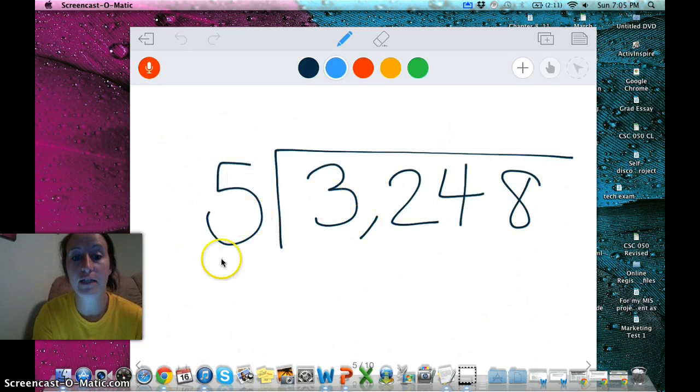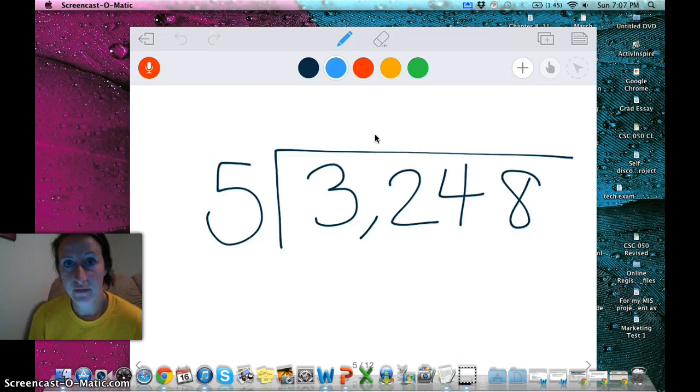Okay, so it should look like this. 3,248 divided by 5. So here's our dividend, here's our divisor, and our quotient, which is our answer, will go up here. So once again, I want you to hit the pause button and solve this problem. Once you have solved it, go ahead and hit the play button. If you get stuck somewhere in this problem, hit the play button and go to the part that you don't understand, but then pause it again so you can finish it. So I really want you to try to do this one by yourself, okay? Go ahead and hit the pause button.